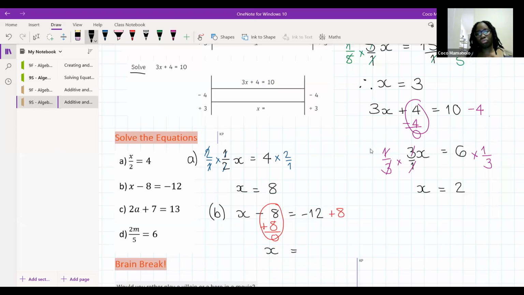Negative 4. Negative 4, there we go. We finally got it. Well done, Nosisa. Excellent. Very well done, my sweetie. Wonderful stuff. Thank you. Excellent. All right, I'm glad we're all getting there.